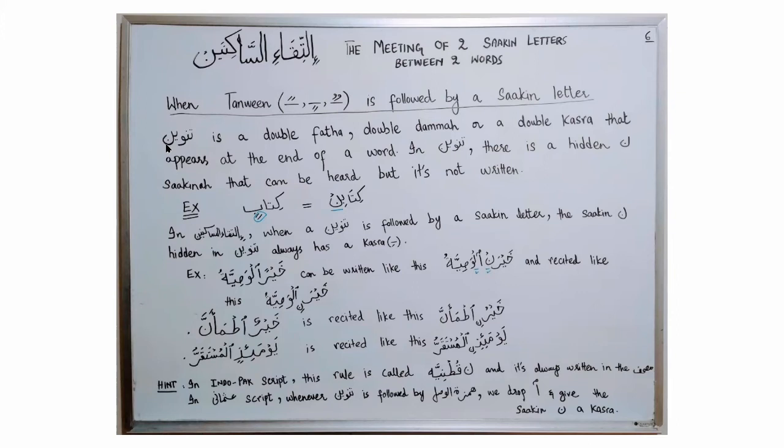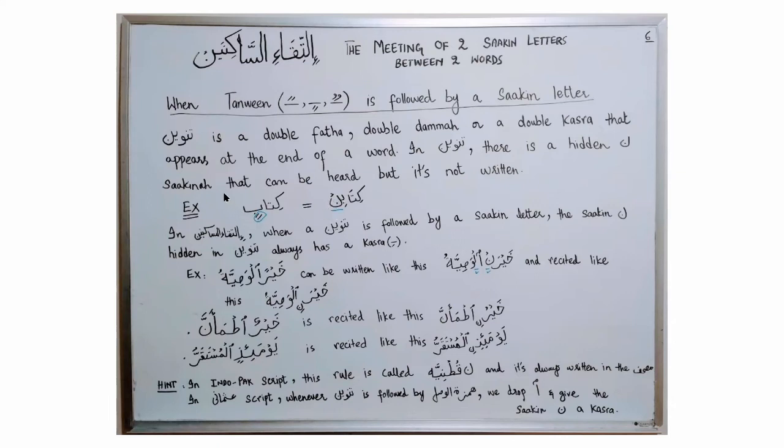First of all, we need to know what exactly is tanween. Tanween is a double fatha, double dhamma, or double kasra that appears at the end of a word. And in a tanween, there is a hidden noon that we can hear but we cannot see. If you see in this example, kitabin, we can write it like this, kitabin. This noon, which is sakin, is actually hidden in this tanween. If I say kitaban, so I will put fatha on letter ba, and the noon sakina is still there. If I say kitabun, I will only put dhamma on letter ba, and noon sakina is still there.